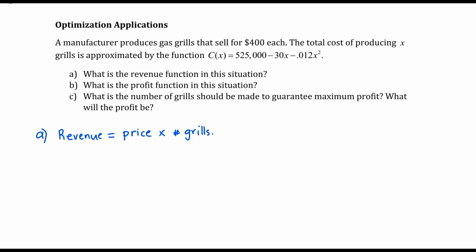So that means R of X is equal to, our price is 400 times the number of grills. So X is the number of grills produced. So the revenue function is 400X. Next, what is the profit function?